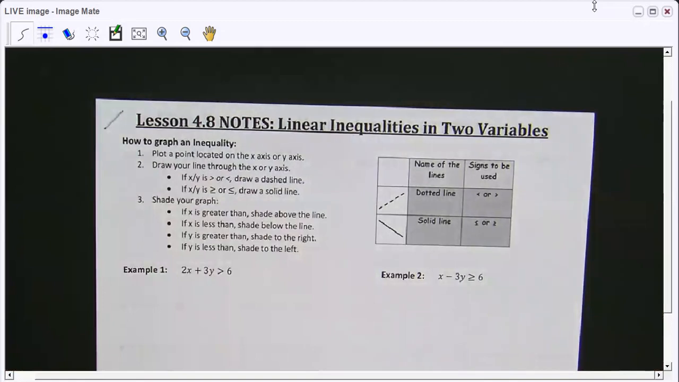When you have an inequality in slope-intercept form, the first thing that you want to do is plot your y-intercept. Okay, so you're going to plot that point, and then you're going to graph your slope, your rise and your run. Then when you draw your line with your ruler, okay, this is very important, and look at this chart over here.